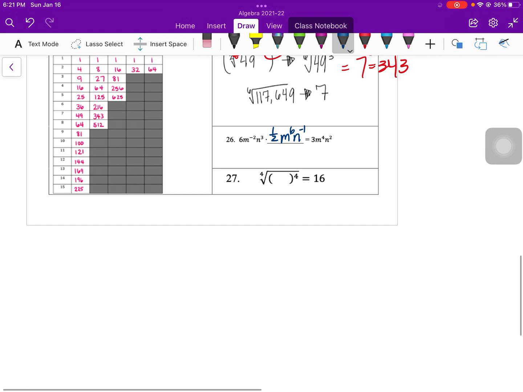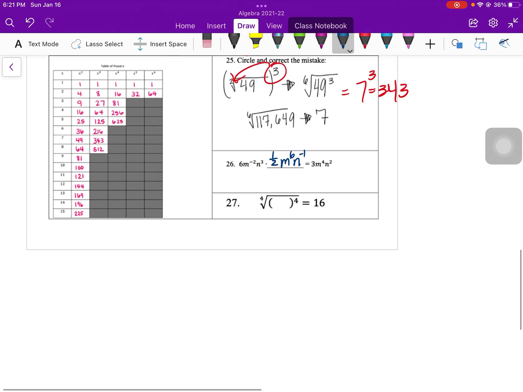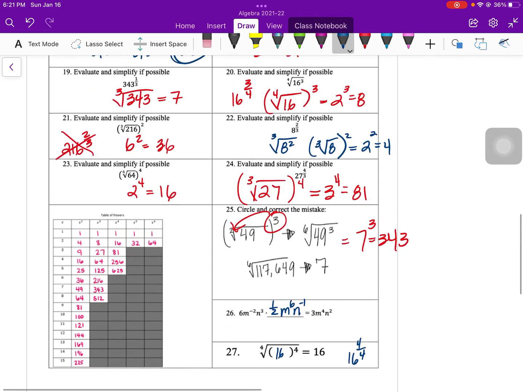And then number 27, what number to the fourth power gives me 16 when I take the fourth root? Let's see here, friends. Oh, this is again almost a little tricky, so it's not as obvious as it looks, but I believe it's 16, because again, if you write that in exponential form, if you do the power over the root, 16 to the 4/4 is just 16 to the first power, which is 16.